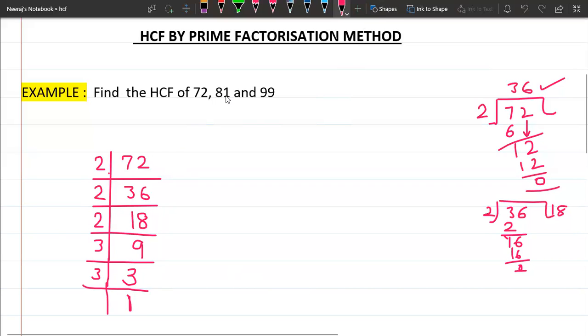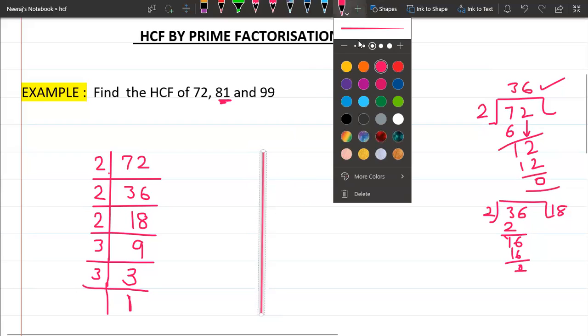Now the next number is 81. We have to find the prime factorization of 81 in the same way as we have done for the number 72. For it, you have to make a standing line also.